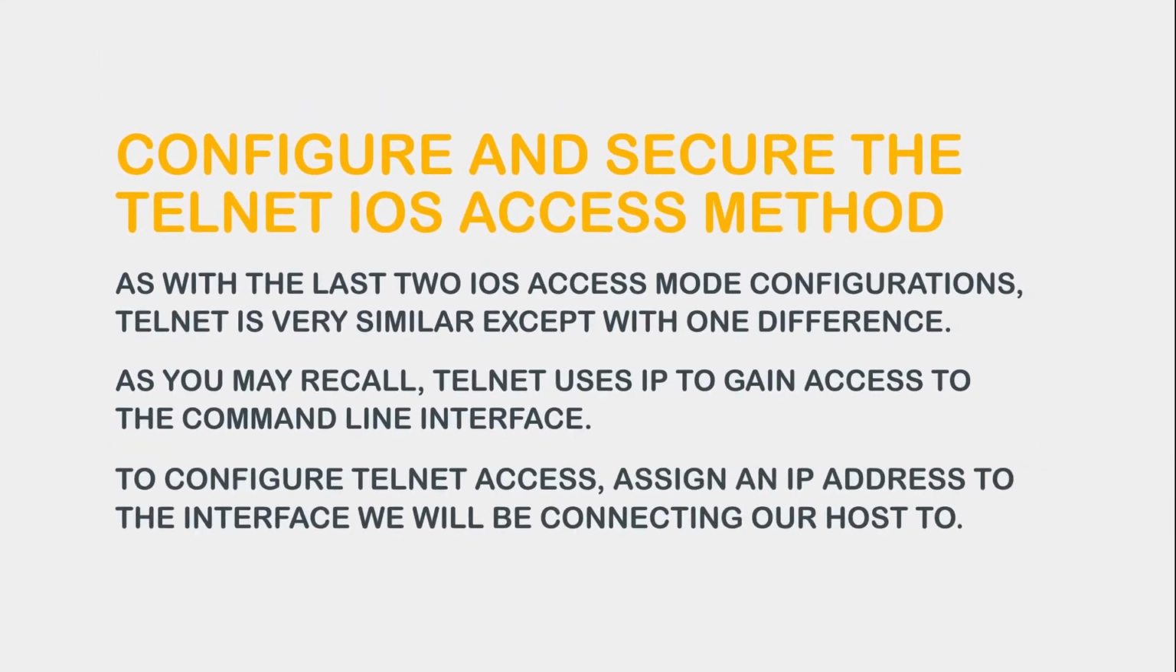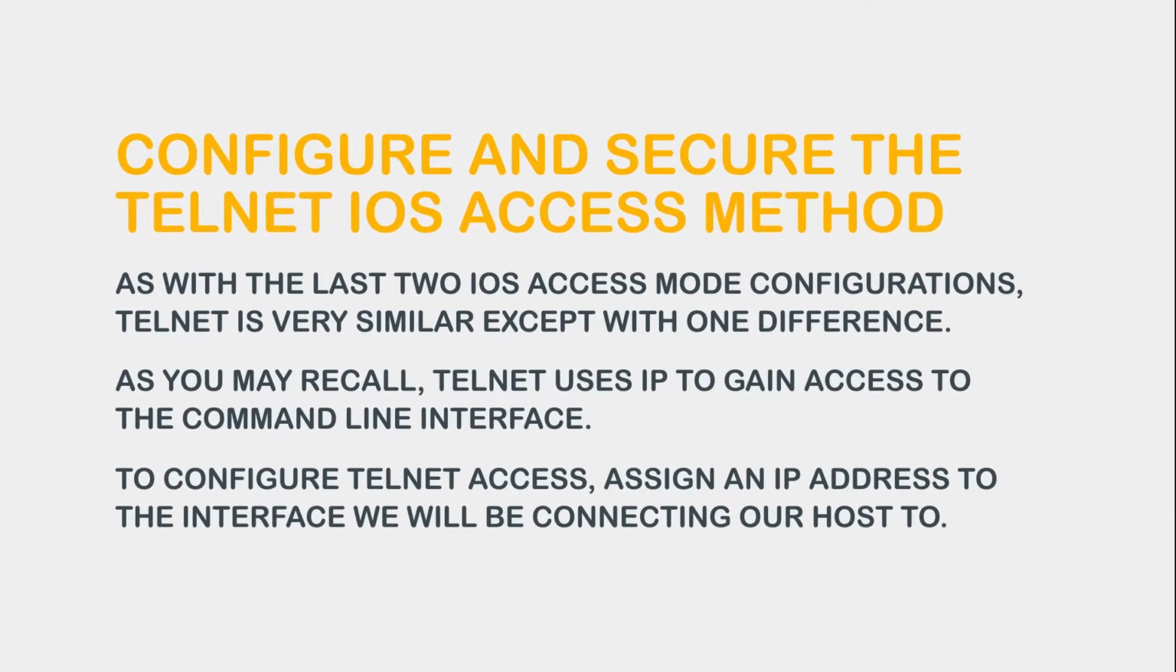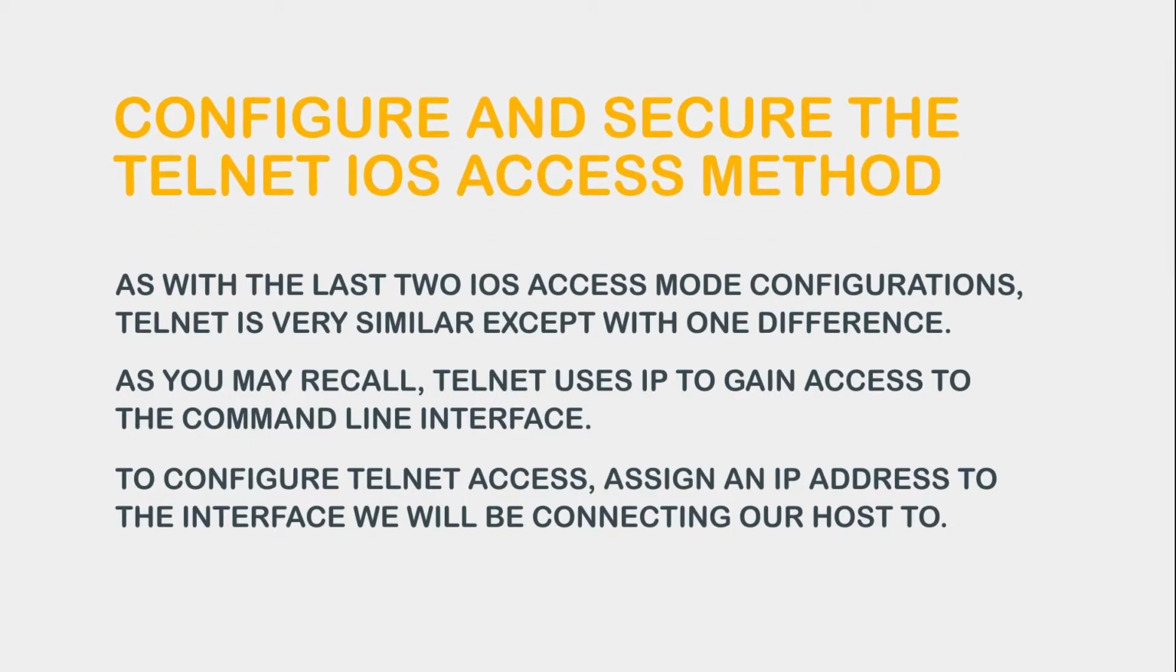Moving on, let's configure and secure the Telnet IOS access method. As with the last two IOS access mode configurations, Telnet is very similar except with one difference. As you may recall, Telnet uses IP to gain access to the command line interface. To configure Telnet access, assign an IP address to the interface we will be connecting our host to.